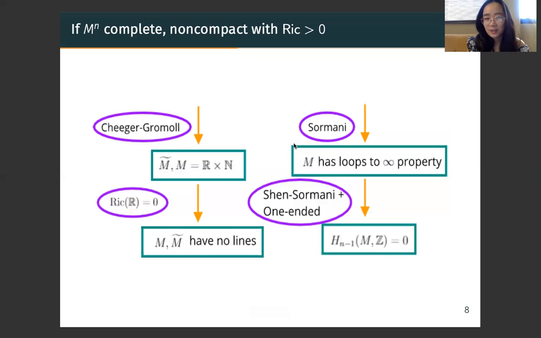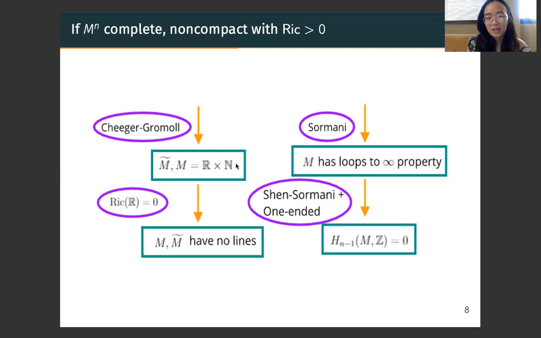Okay, so now we're going to talk about the easy case of the Shen-Sormani theorem, which is the Ricci positive case. Just to remind you, there were the two cases. If M is complete non-compact with Ricci positive, then the homology is 0. And then if Ricci is non-negative, then it's 0 or Z. So we're doing the Ricci positive case here.